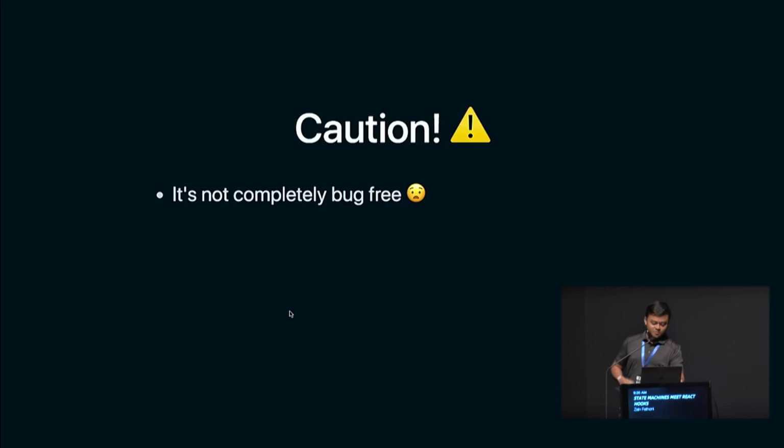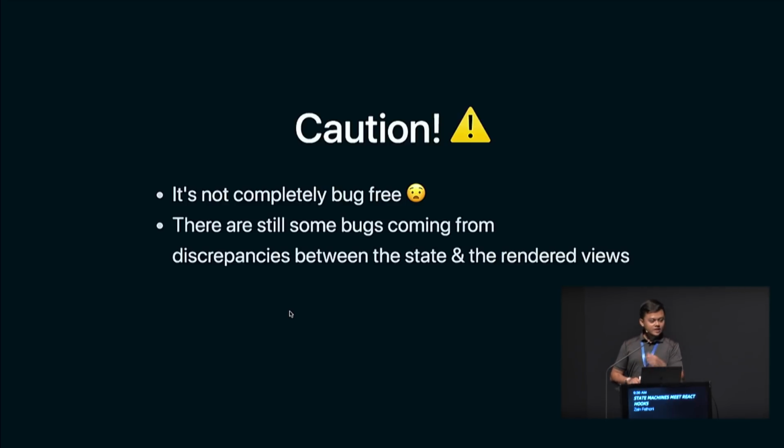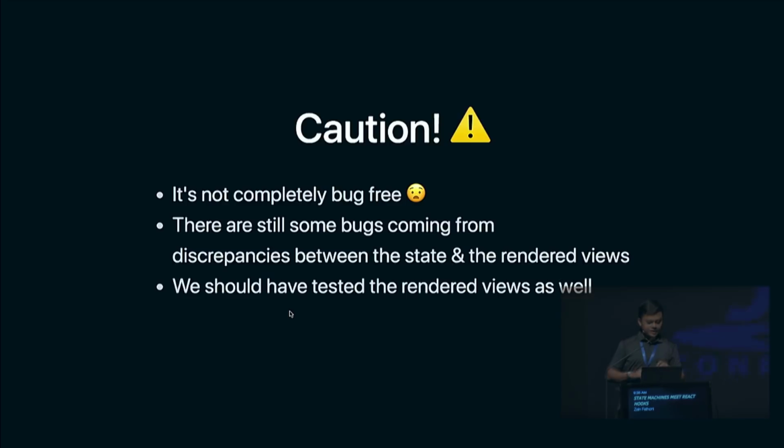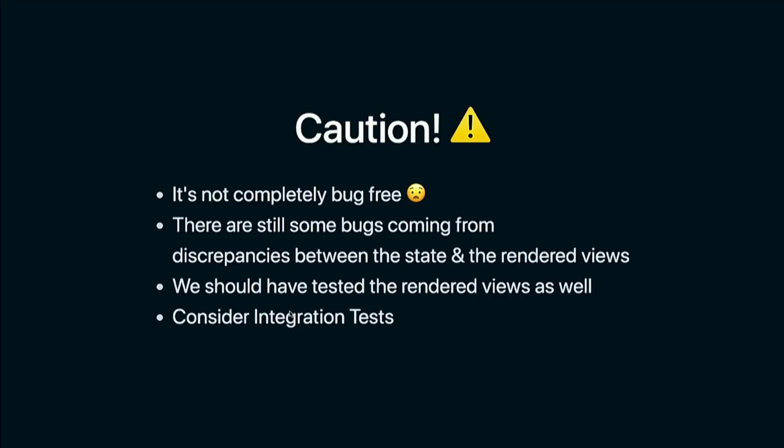So the bug comes not from the state, but from the discrepancies between the state and the rendered views. So I had the correct state, but so far we're just passing down the state to the modal, right? But what's happening inside the modal is it can go wrong over there. So the bug is coming from that modal view. So instead of just testing the state, we should also have tested the rendered views as well. In this case, we should have tested the modal view. So that's why I'm suggesting us to consider integration tests.